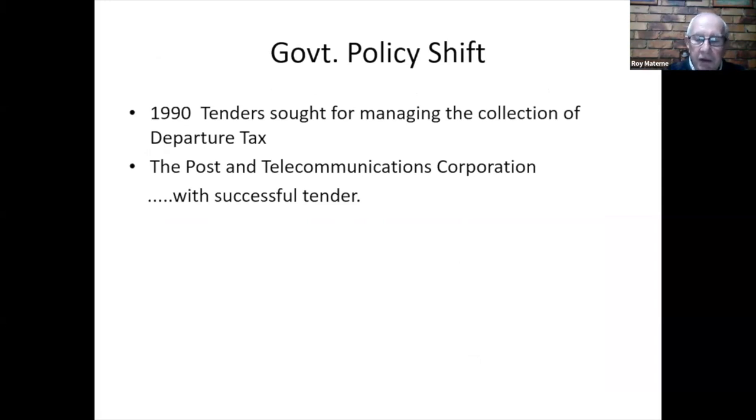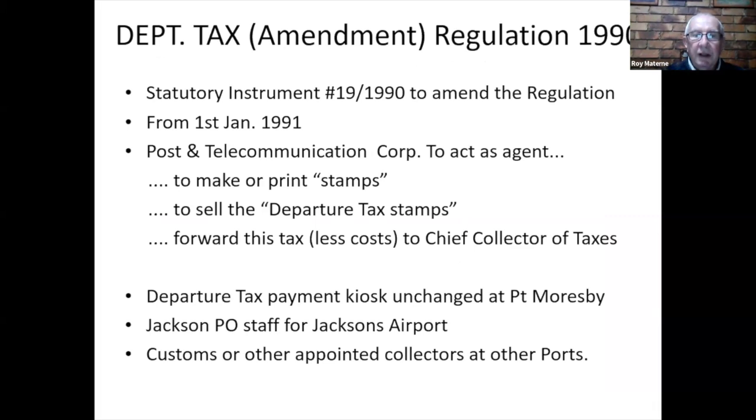So, as we alluded to with the last departure tax label, the manuscript one, it portended a change of direction. In 1990, tenders were sought for managing the collection of the departure tax. The post office put in a tender and they were successful. They said, we can print stamps, we can sell the departure tax stamps. And the government statutory instrument said that yes, you can do that, and then you've got to forward the money to the chief collector of taxes.